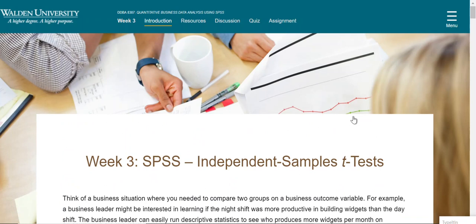This week we're going to be looking at independent sample t-test. From your readings, you'll know by now, hopefully, that there are 3 types of t-test. And this week we will be looking at independent samples t-test.